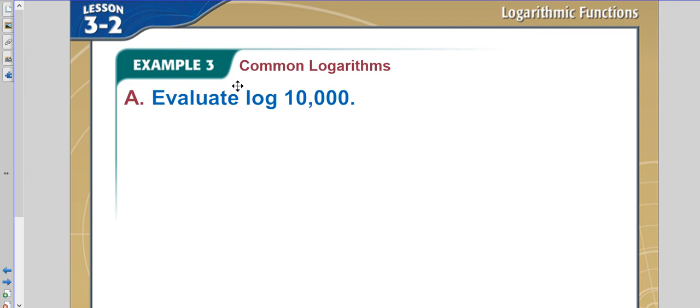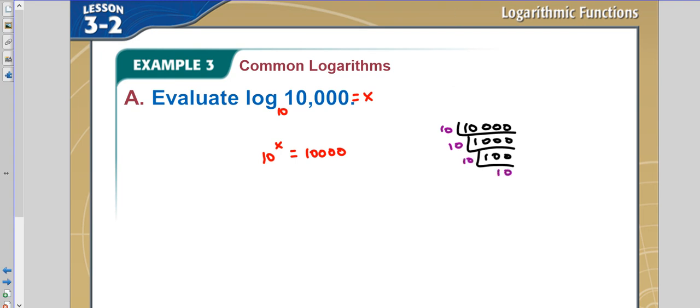So here, it says evaluate this. Not only do we set it equal to x, I'm going to put in right here that the base is 10. So I have 10 to the power of x equals 10,000. To solve this, it should be easy. There's 4 zeros, so this should go in 4 times. Let's check it. 10 goes into there 100 times. No, 1,000 times, I'm sorry. You just take off a 0 every time. So I divide it again by 10, and this time I would be left with 100. I would do it again and divide by 10, and this time I'm left with 10. So that's 10 to the 4th equals 10,000, and so x here equals 4.